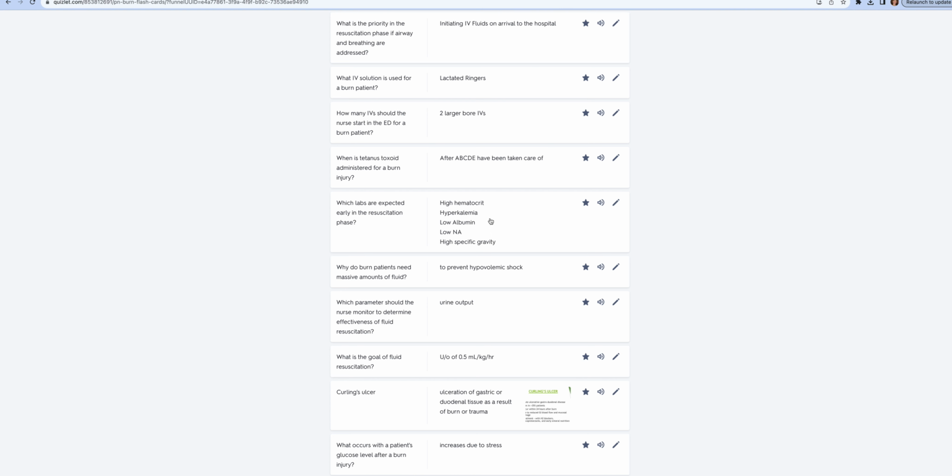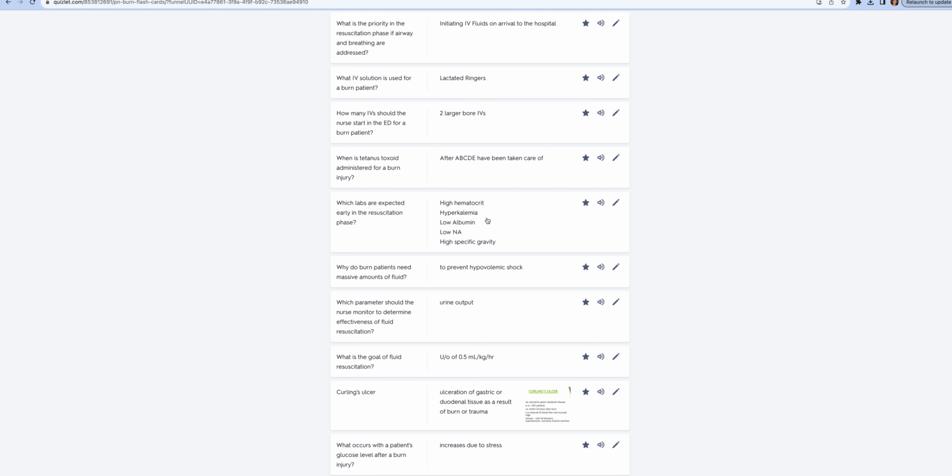Because the vascular volume is hemoconcentrated, you'll have a high hematocrit. Hyperkalemia is going to be seen because there's massive destruction of cells. And when the cells are damaged, they release potassium.